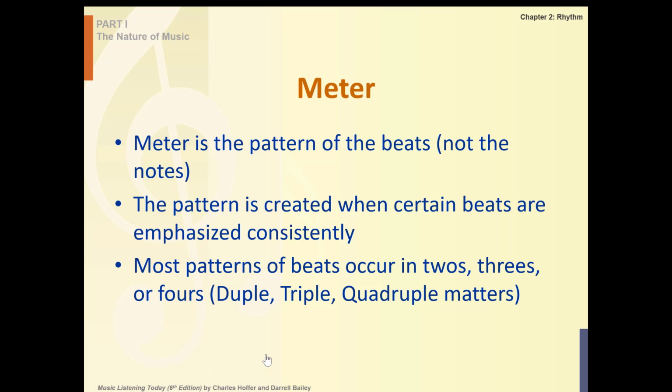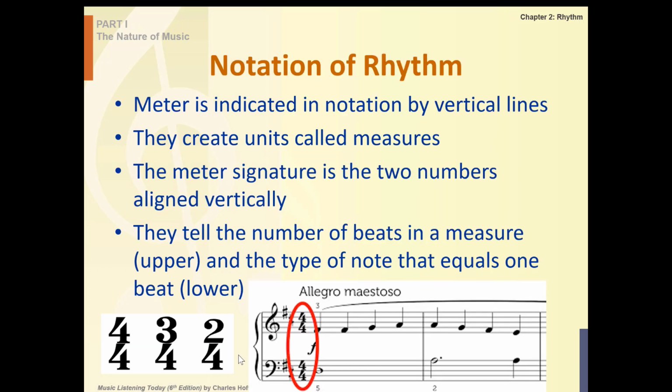Most patterns of beats occur in 2s, 3s, or 4s. When the patterns are in 2s, we call it duple meter, triple meter for patterns in 3s, and quadruple meter for patterns of 4s. You feel repeated stronger beats when you listen to music.